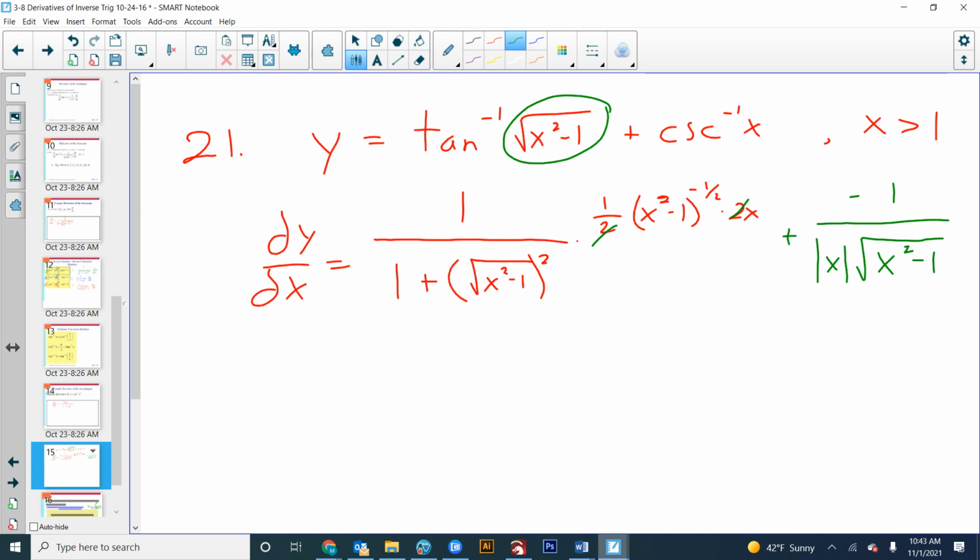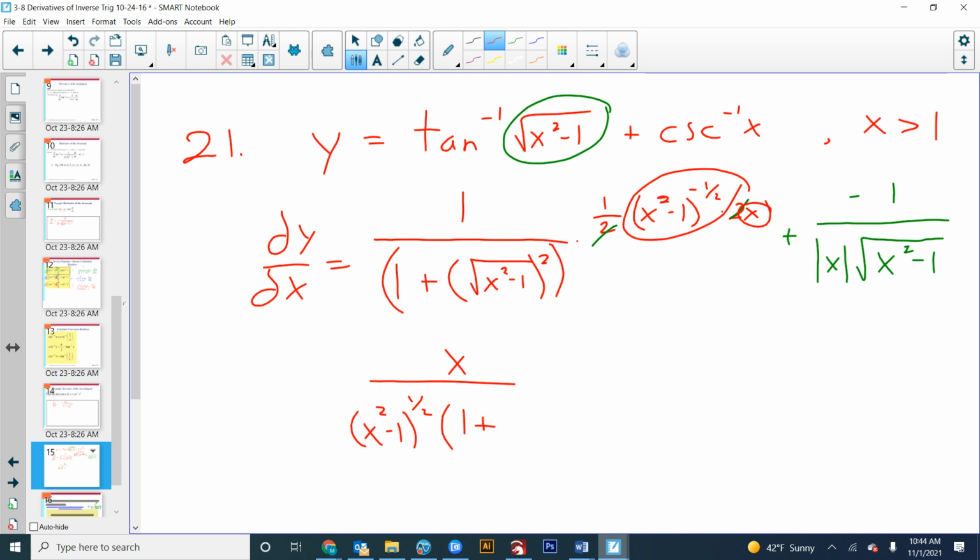Yes. Let's take that first part. We got x. I'm going to do a couple steps here at once. Ready? This x stays up top. This term goes down. It becomes x squared minus 1 to the positive 1/2 once it has gone down. Times this guy. 1 plus, what's this guy?